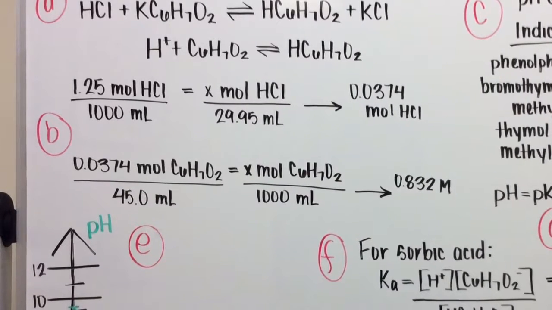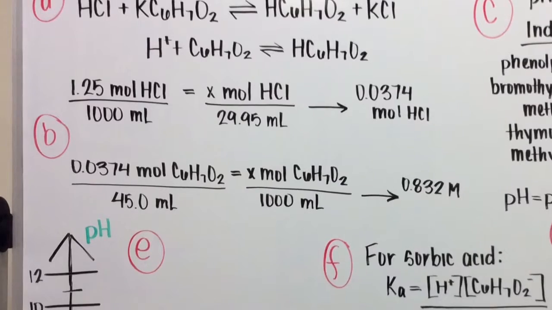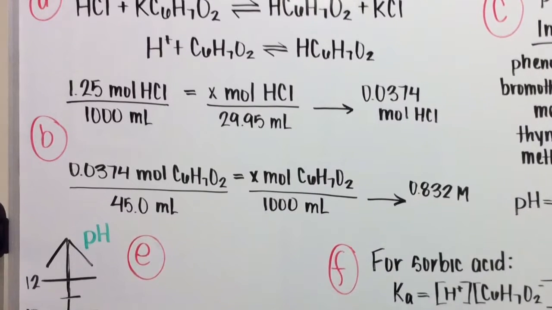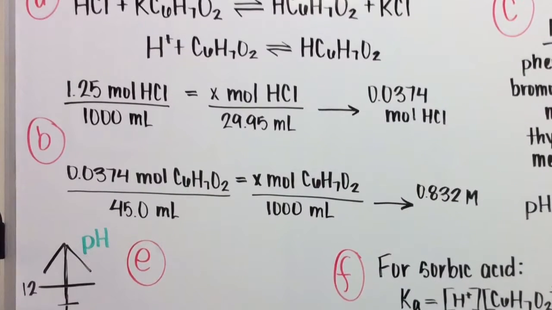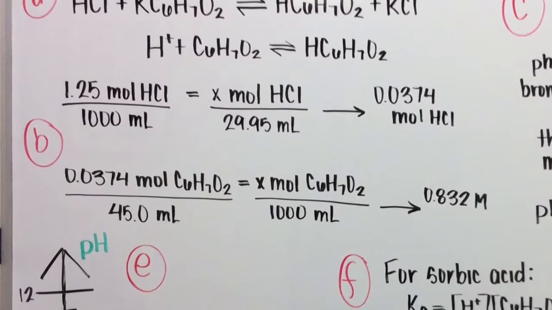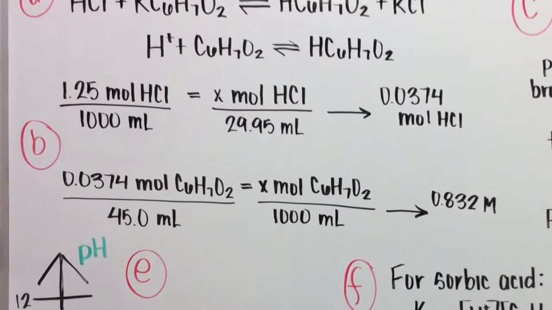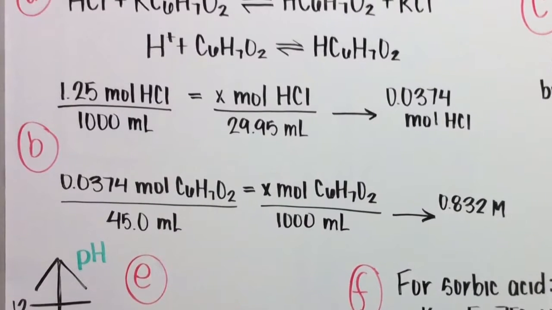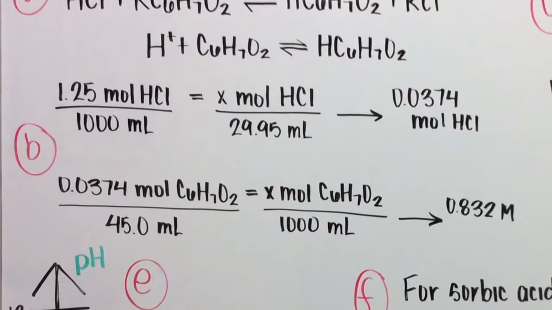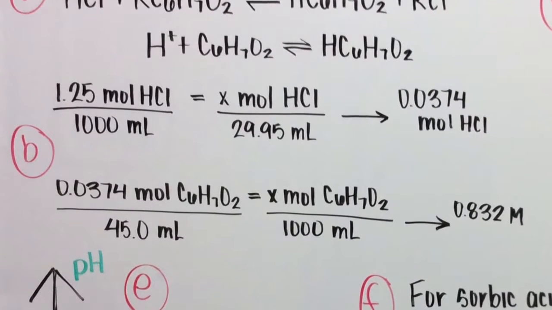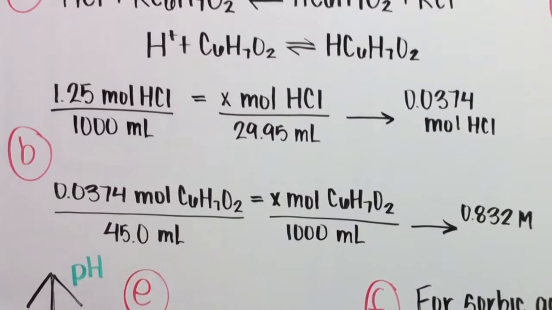Our answer comes to 0.0374 moles of hydrochloric acid. Using this answer, we plug it in to complete the second part of the problem, or to calculate the potassium sorbate in the stock solution. Our answer for this comes to 0.832.